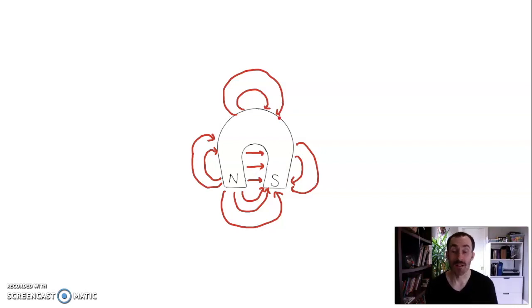Okay, so again, we've got the shape that we got from the iron filings, and we got the direction from the compass. So the direction of the compass is that way because that's the direction of the force on a north pole. So a magnetic field has these looping shapes, and its direction is the direction of the force on a north pole.